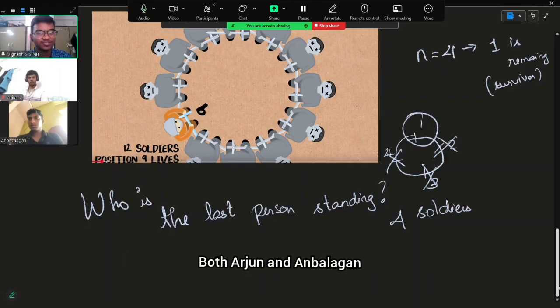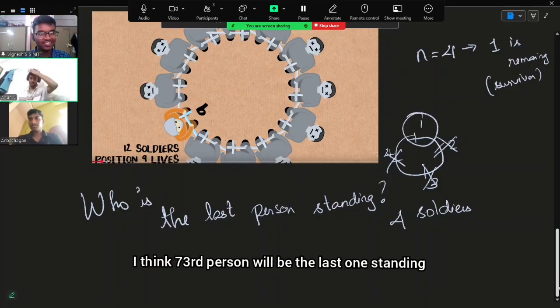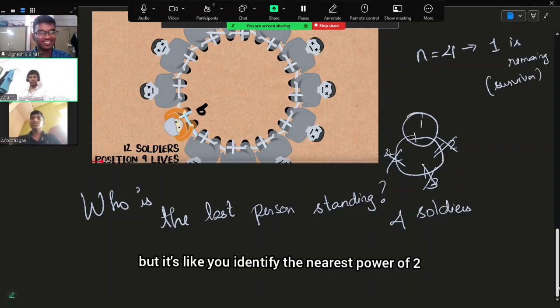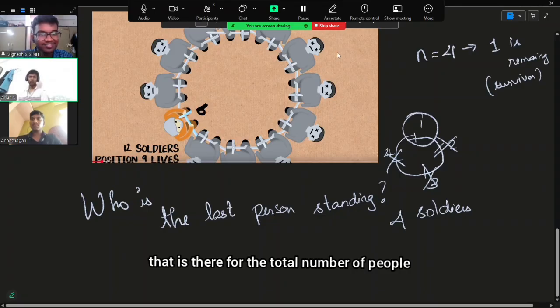Both Arjun and Anbazhagan. No, I actually came across this problem. There were 100 people and then we did the same thing. I think the 73rd person will be the last one standing. I don't remember the logic exactly, but you identify the nearest power of 2 to the total number of people.